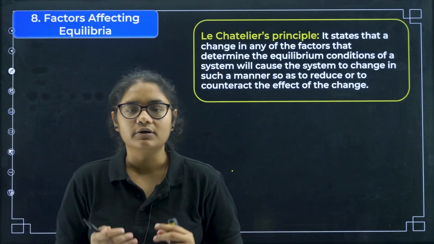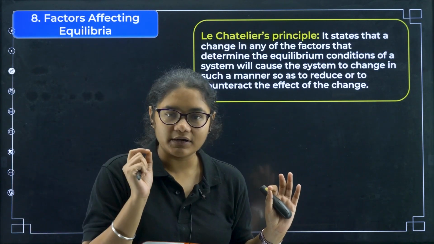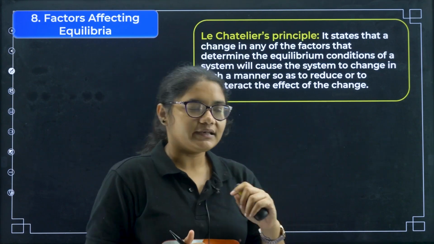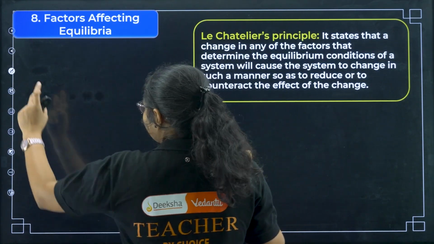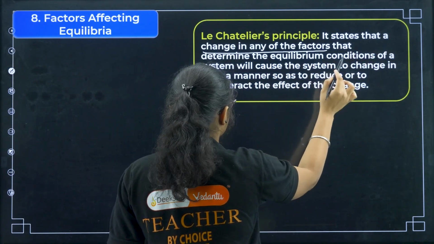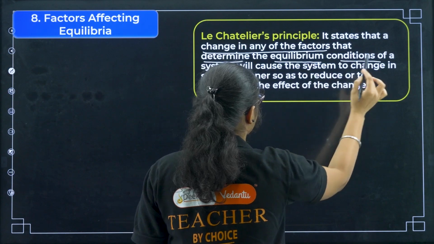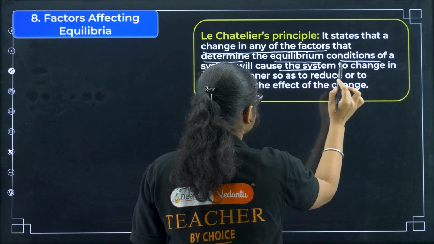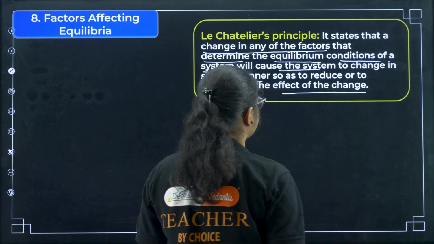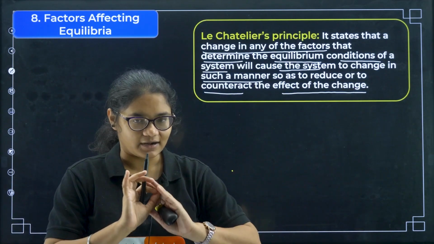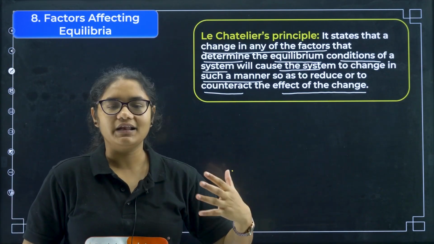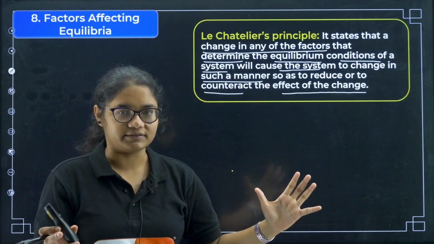Now let us talk about Le-Chatelier principle. Very important concept, which is asked in the exam repeatedly. The Le-Chatelier principle states that a change in any of the factors that determine the equilibrium condition of a system will cause the system to change in such a manner so as to reduce or counteract the effect of the change. Now I know you will not understand anything in this statement, so we will come back to the statement later. First let us go deep into this.